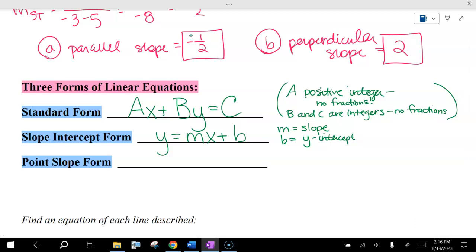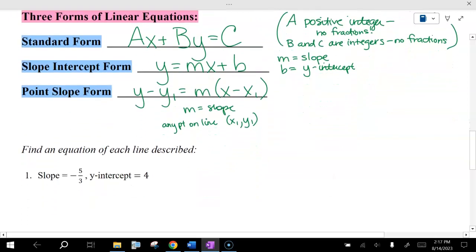And then finally, we have point-slope form, which is y minus y1 equals the slope times x minus x1. We know m is just going to be the slope of our line, and then any point on the line, doesn't have to be your y-intercept, any point on your line we have noted as x1 comma y1 in this equation.